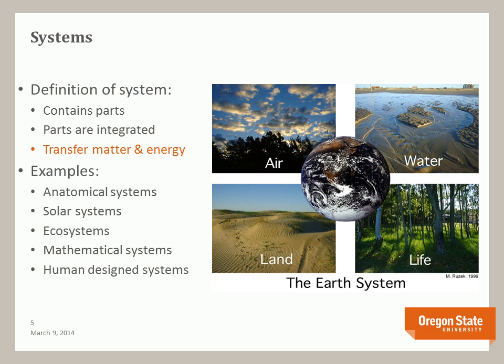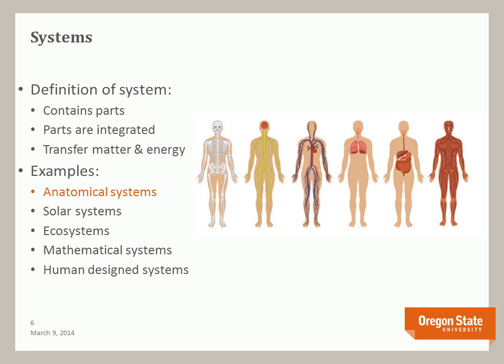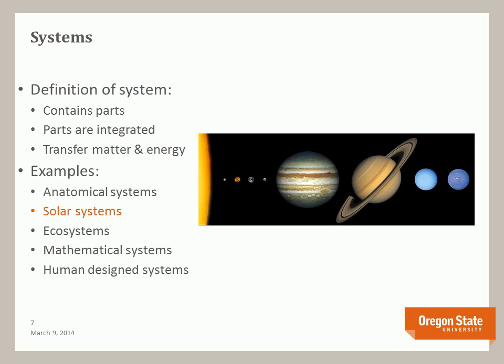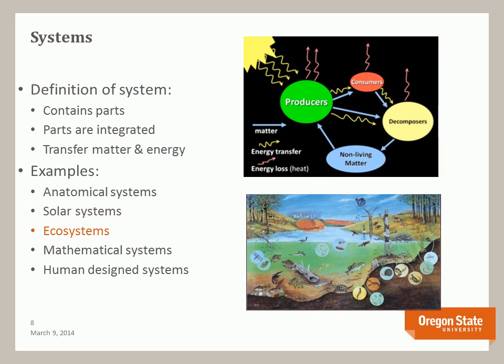So we know a lot of examples of systems. There are anatomical systems like the digestive system, the skeletal system, the neurological system, etc. In astronomy, we have the solar system, which has parts like planets and meteorites or meteoroids and asteroids and things like that. Ecosystems, here is one representation of an ecosystem which shows producers, consumers, decomposers, and non-living matter and how they're interrelated. And notice here matter and energy are transferred between these parts.